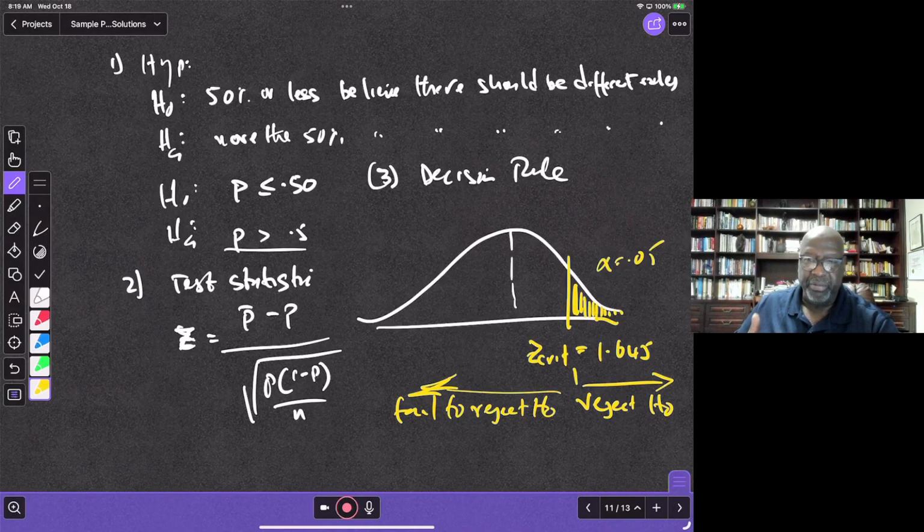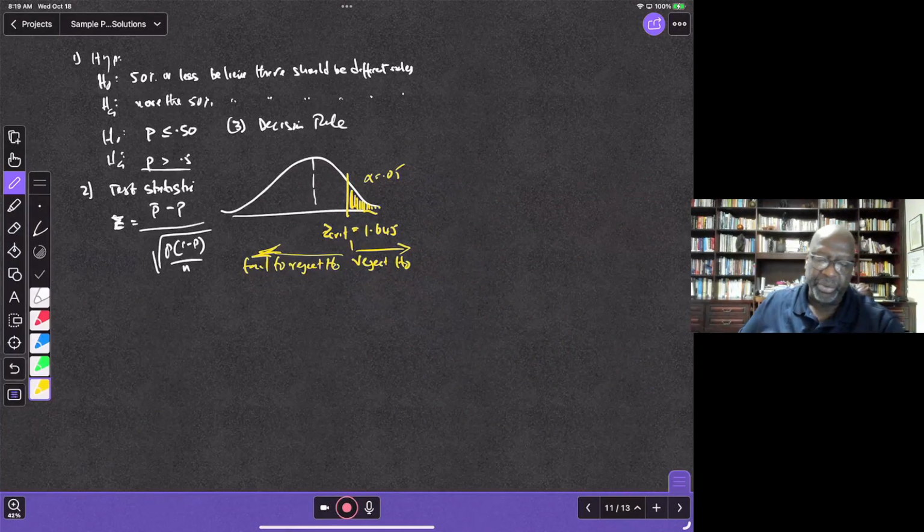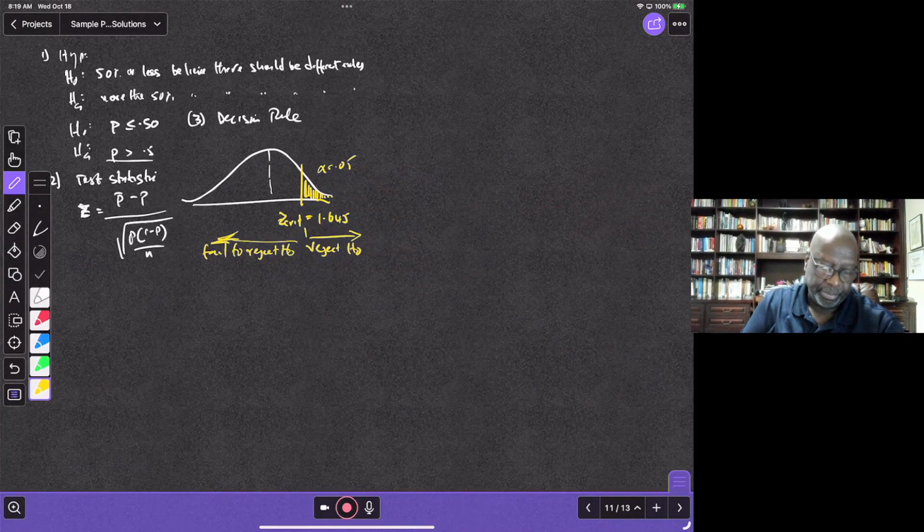And of course, the p-value approach simply says if the p-value is less than alpha, reject the null hypothesis. I'm not going to bother writing it here again, but it stays the same no matter what the problem is, which is one of the things I like about it. Now, let's look at step 4.